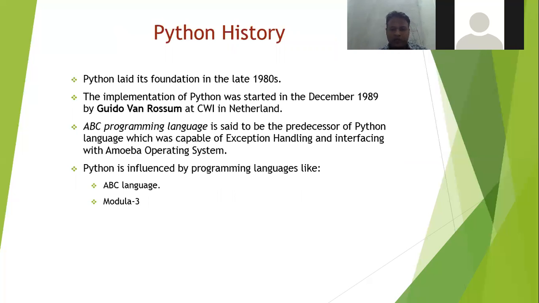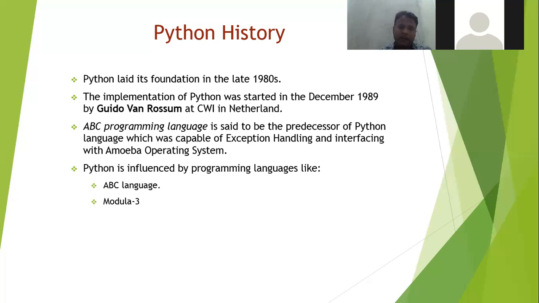So now, what is the history of Python? Python came in the year 1980. The implementation of Python was started in December 1989 by Guido van Rossum at CWI in Netherlands. The ABC programming language is the predecessor of the Python language. It was developed at CWI in Netherlands.